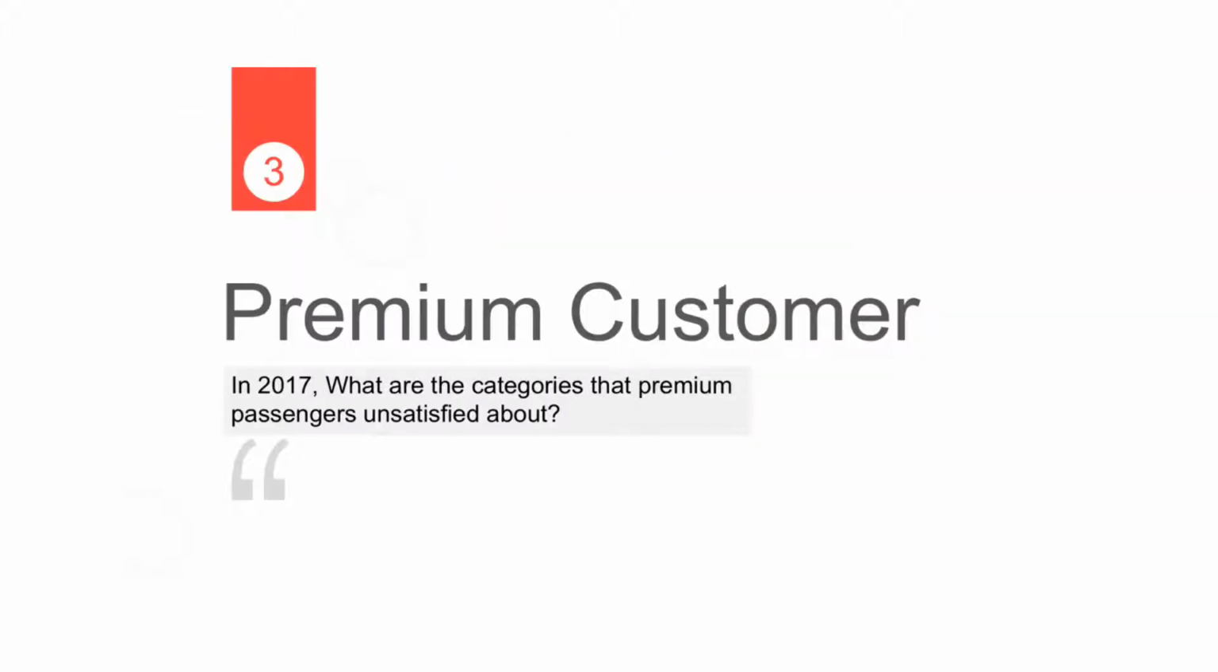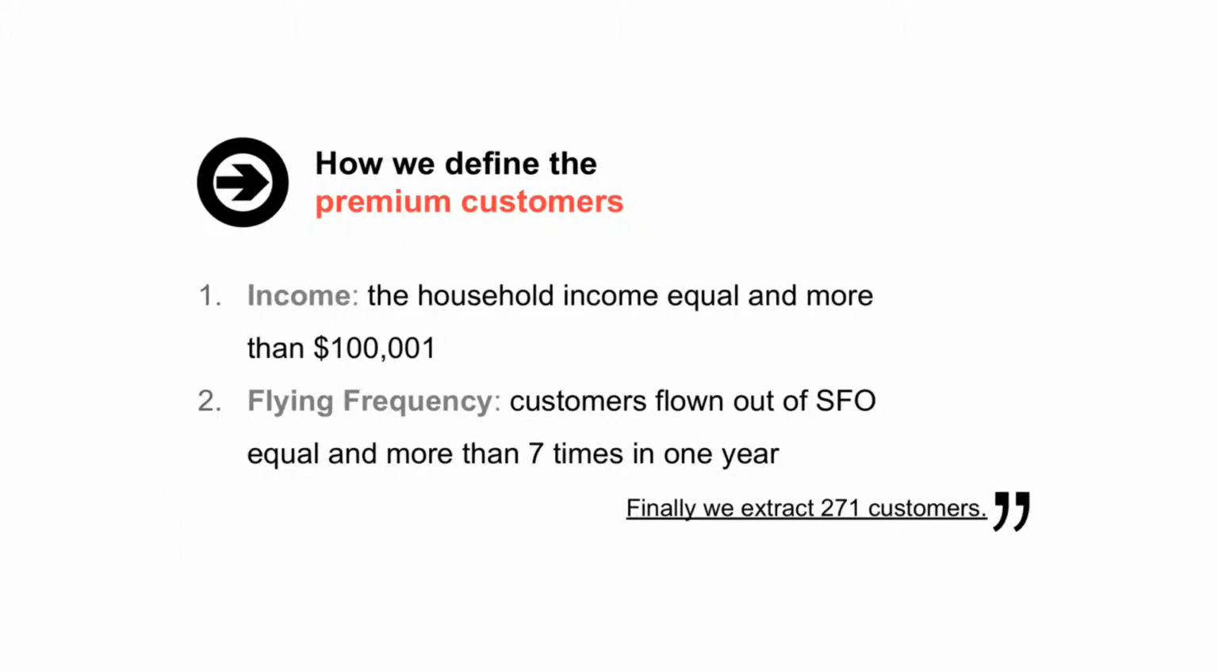This part concentrates on the premium customers, which is our third framing question: in 2017, what are the categories that premium passengers are satisfied about? So how do we define premium customers? We defined them in two ways. The first is income: household income equal to or more than $100,000, because $100,000 and above is the highest level. The second is flying frequency: customers flying out of San Francisco Airport 7 or more times in 1 year are our premium customers.